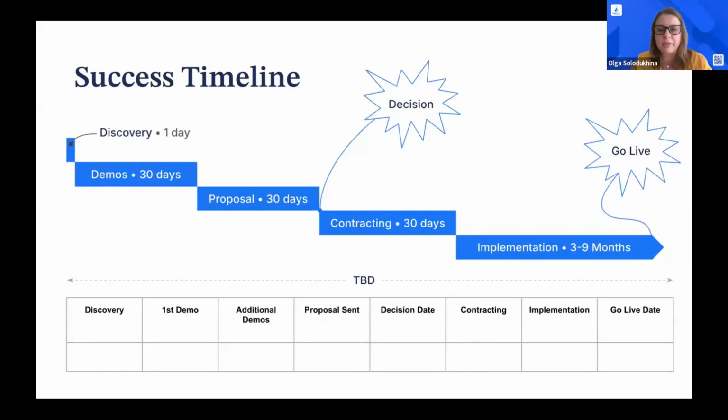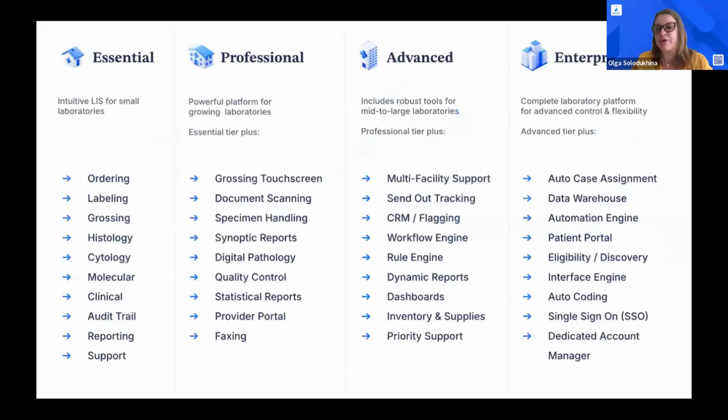When we build integrations, everything depends on how quickly your team can respond and help us do it together. But for the essential tier, the minimum tier that we have, I would say the implementation usually will last up to 3 months. And for enterprise, for example, it might be anywhere from 6 to 9 months, depending on the number of interfaces that you need.